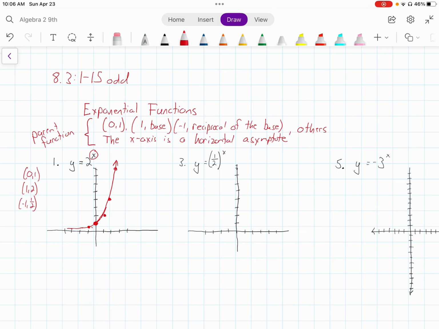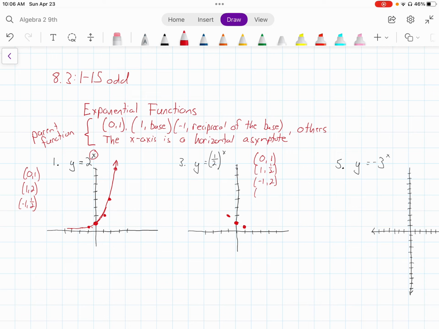All right, number 3. Well, this is a little bit interesting because we had 2 and now we're going to do a half, which is the reciprocal of 2. So we have our few points here. We have the point 0, 1, 1, the base, which is 1/2, and negative 1, the reciprocal of the base. The reciprocal of 1/2 is 2. So we'll graph these 3 points. So we have 0, 1, 1, 1/2. So this is actually below, and then negative 1, 2.